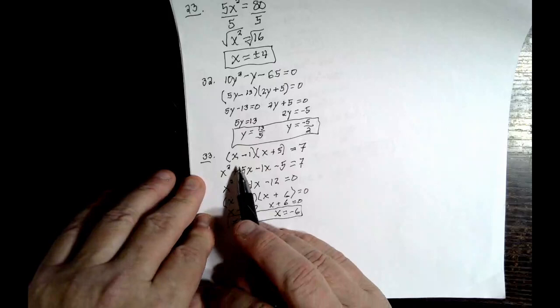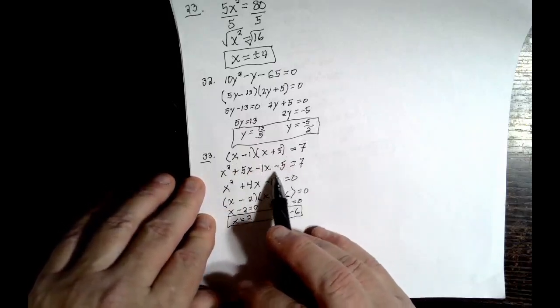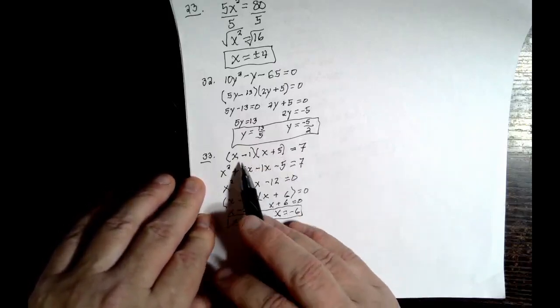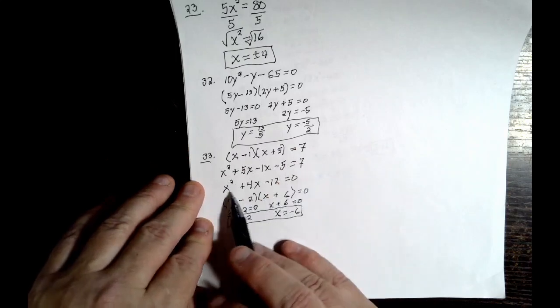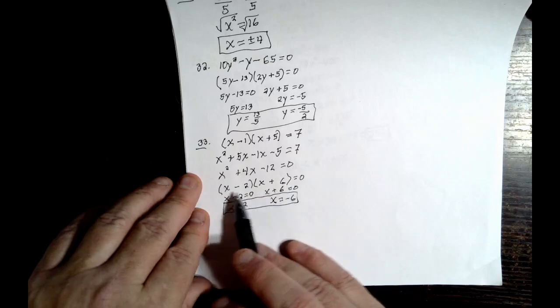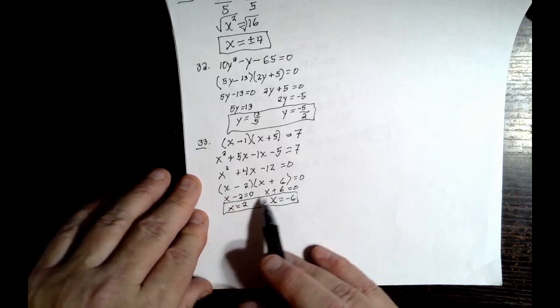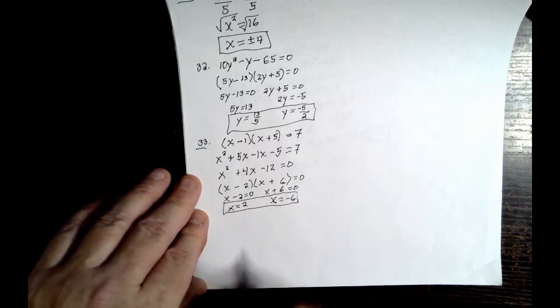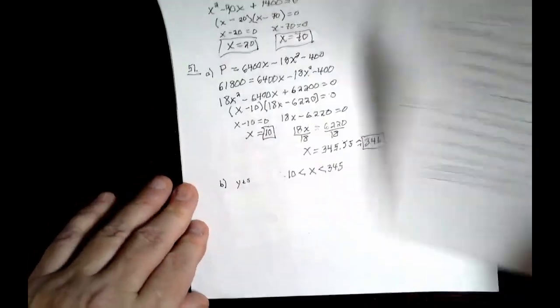And then 33. It starts out factored equals 7, but you got to expand that, multiply all that out, and then bring the 7 over, right in descending order. Now you can factor it. And it factors quite differently now. Each one set equal to 0, and each one solved gives you a 2 and a negative 6.